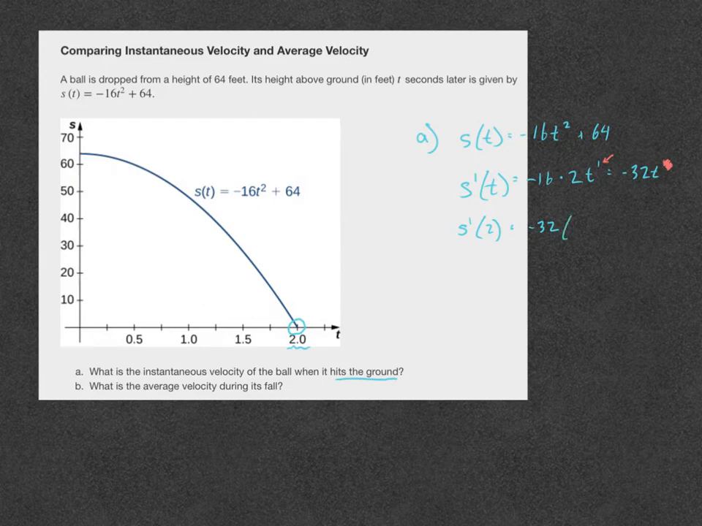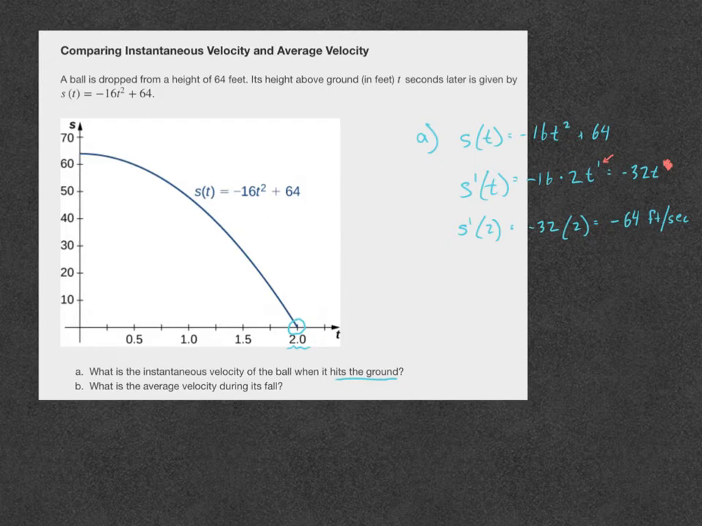So negative 32 times 2 is equal to negative 64. And let's see, do we have units here? We have feet and seconds, so that would be negative 64 feet per second. The instantaneous velocity, the moment it hits the ground, is negative 64 feet per second. It's negative because it's falling.